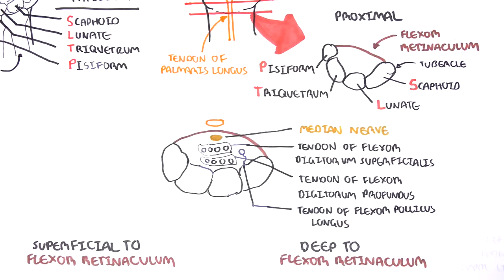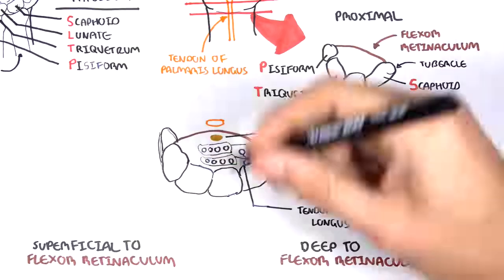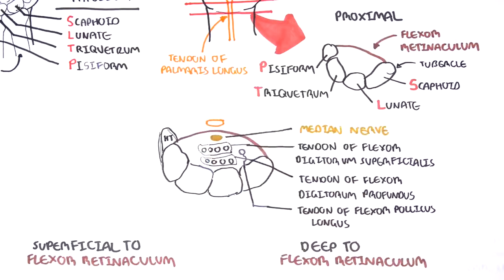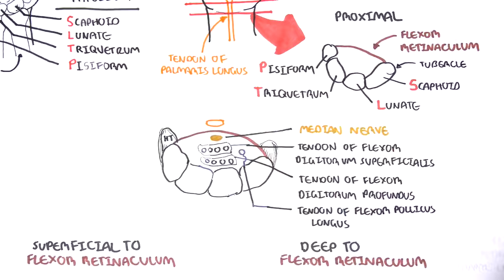Anyways, let's now look at the structures which run superficial to the flexor retinaculum. I just want to add the hook of hamate here and the trapezium here. Again, these are the distal carpal bones. The structures that run superficial to the flexor retinaculum include the tendon of palmaris longus, which I talked about.